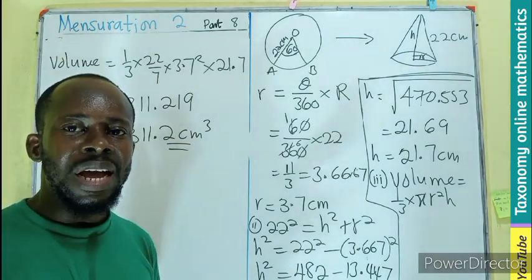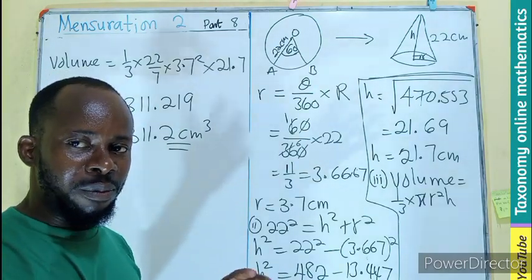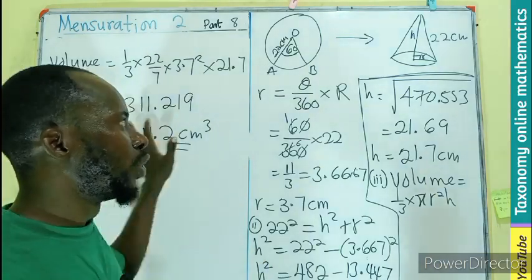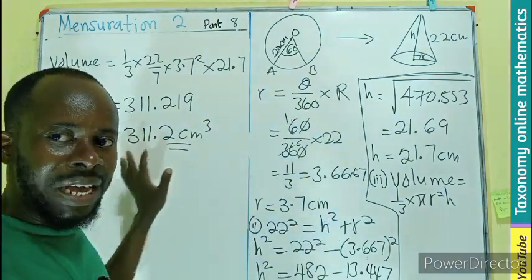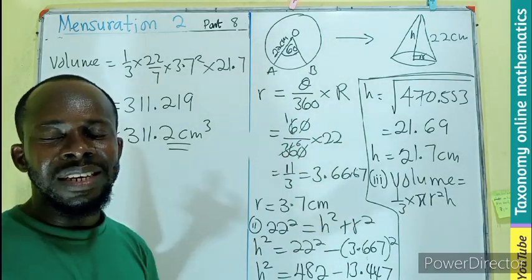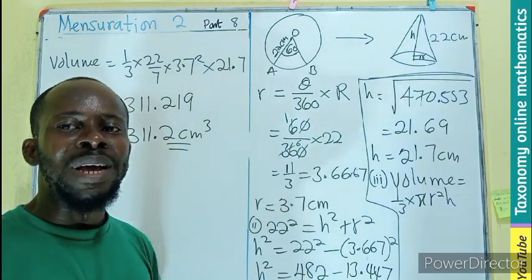I guess the concept that we developed from the introduction lesson will be able to help you deal with this without any stress: finding the radius, finding the height, and finding the volume when a cone is formed from a sector of a circle.